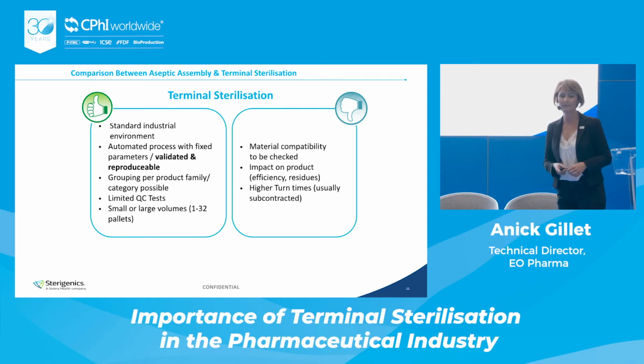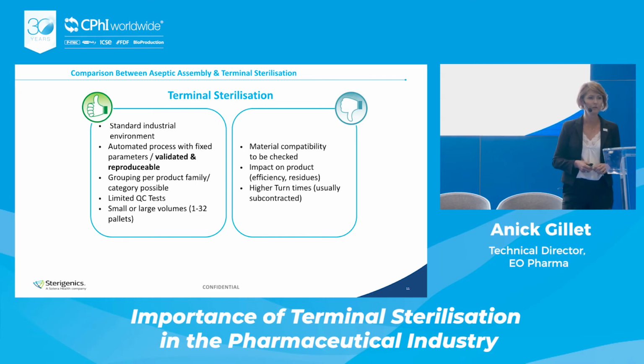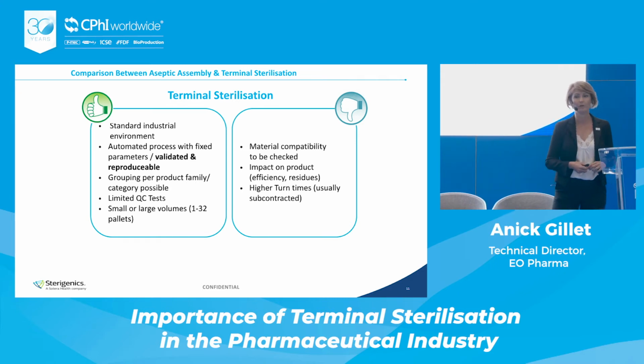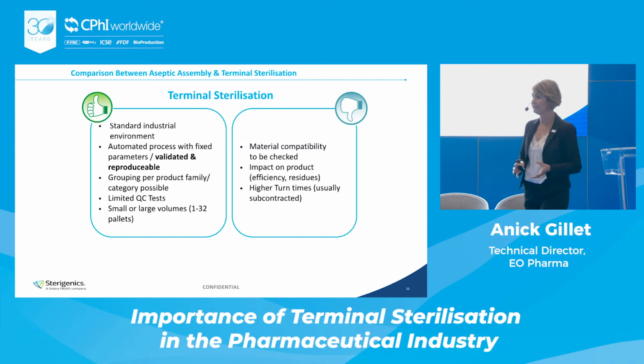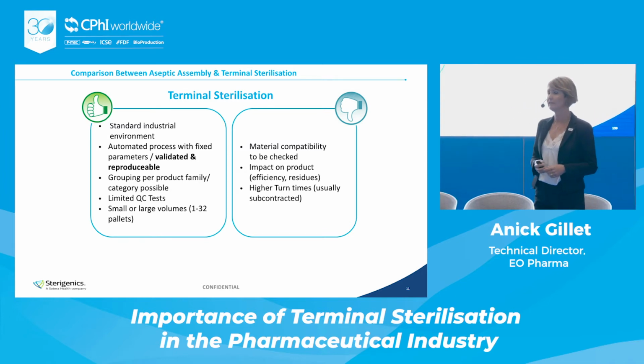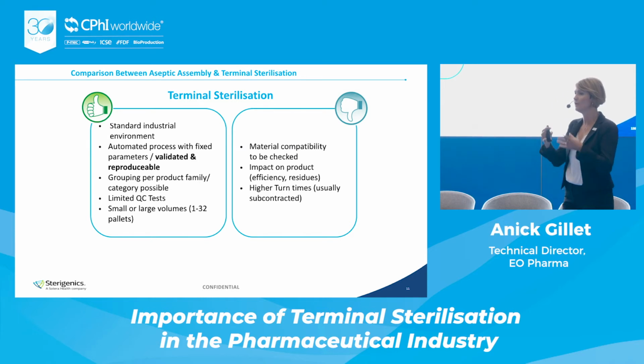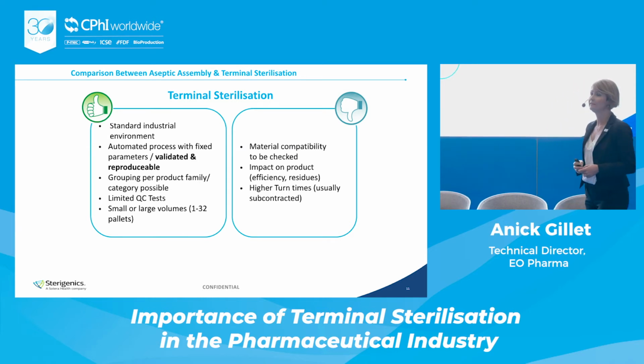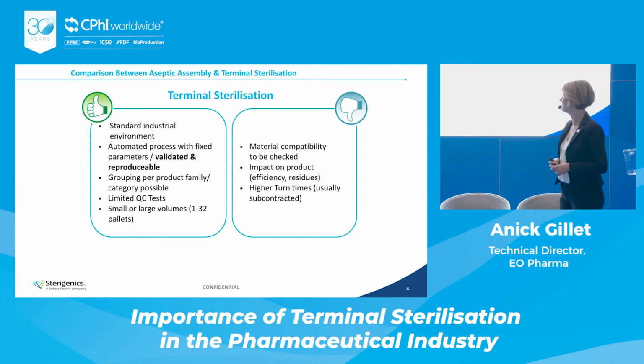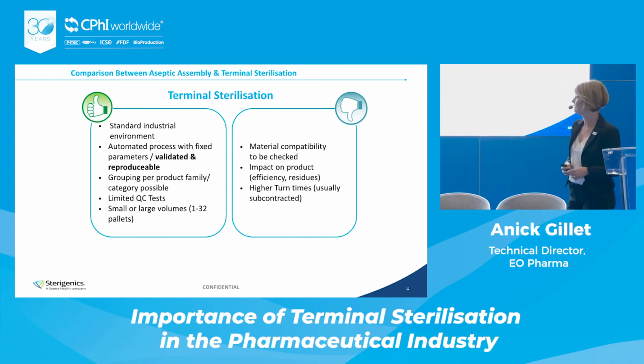For terminal sterilization, you also have the possibility to group your product. It means that you can sterilize together products that are totally different, but from the terminal sterilization point of view, you can group them and then only have one sterilization run instead of different batches. That can be a huge advantage for that technology.